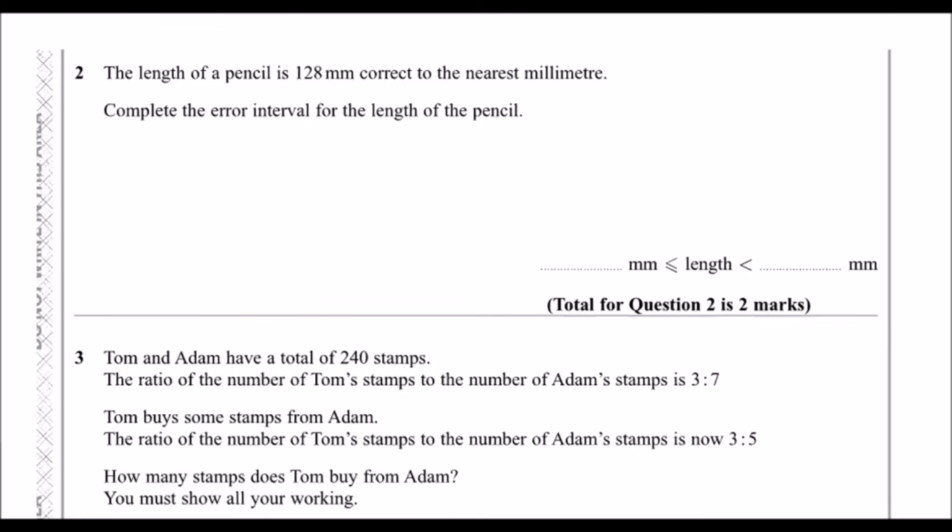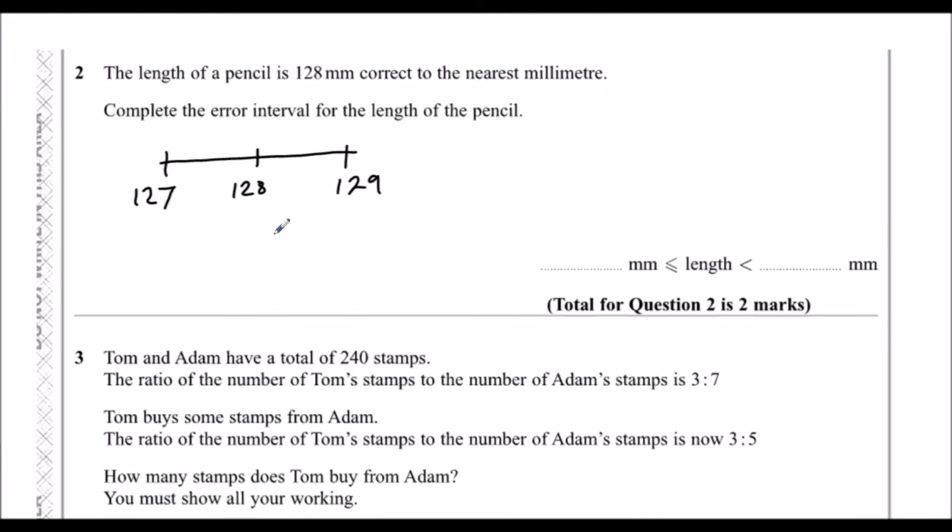Question 2. The length of a pencil is 128 millimeters, correct to the nearest millimeter. Complete the error interval for the length of the pencil. So they've measured to the nearest millimeter, and they've got 128. The one up, 1 millimeter up is 129. 1 millimeter down is 127.